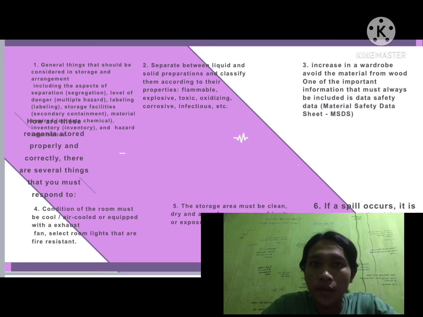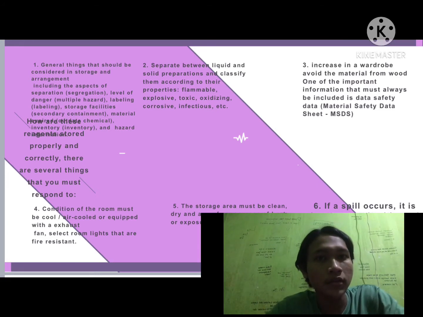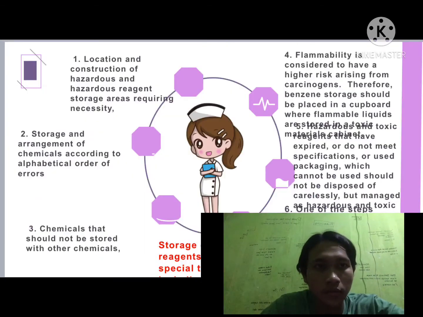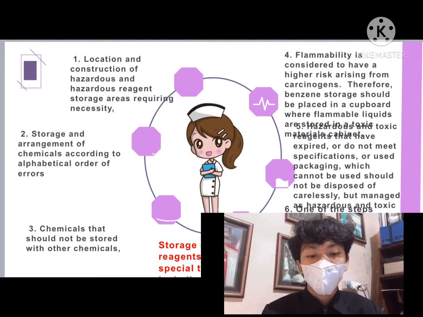6. If a spill occurs, it is best to treat it with sand or tap water. Location and condition of hazards, and hazardous equipment, gas and electricity. Store chemicals and equipment according to the applicable order.